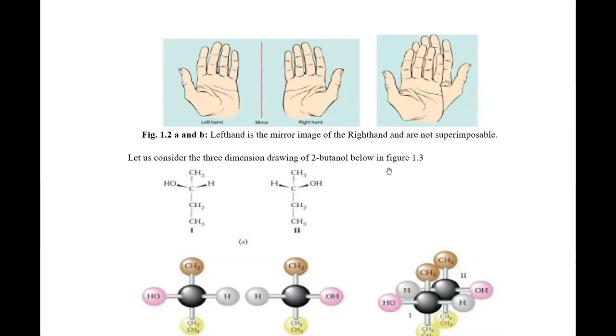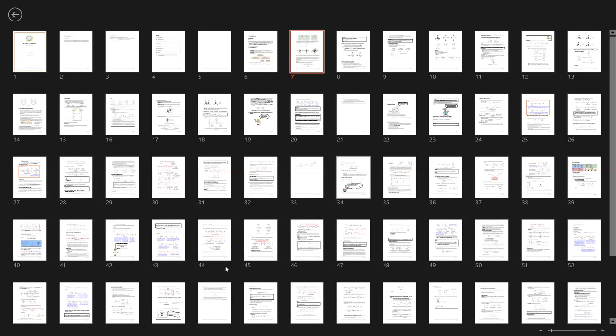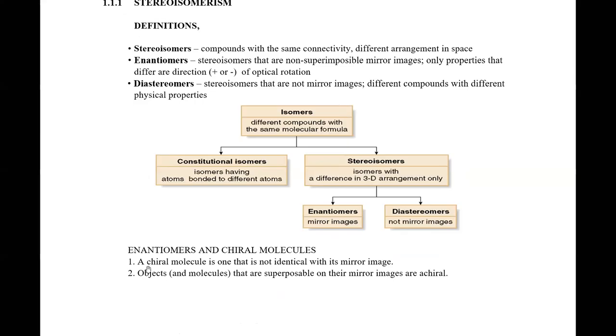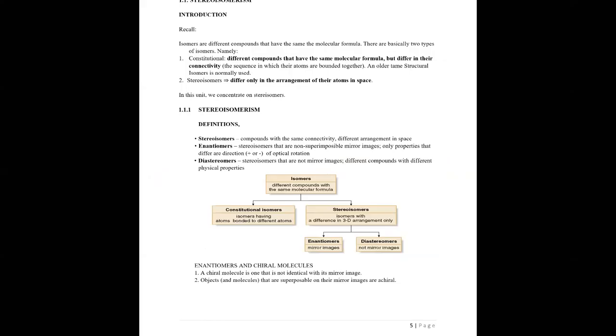For achiral, they just put an A on this part. A chiral molecule is a molecule that is not identical with its mirror image. And an achiral molecule, the opposite is true. You get the concept? An achiral molecule is a molecule which is identical with its mirror image. That's what I mean: the opposite is true for a chiral molecule.